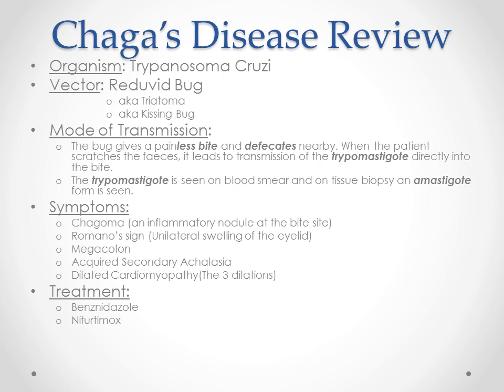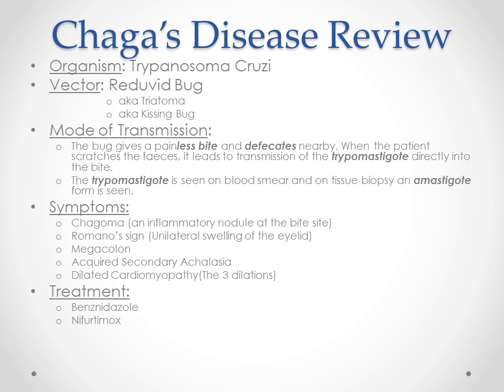The other form is the amastigote form, that is the tissue form. The amastigote form is the tissue form. The trypomastigote form is the blood form, right? So the way I like to remember it is, if you saw the image, you must have seen that it had a flagella on it, right? The trypomastigote had a flagella to it.